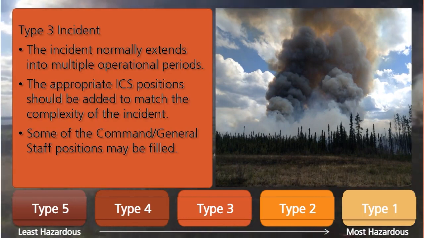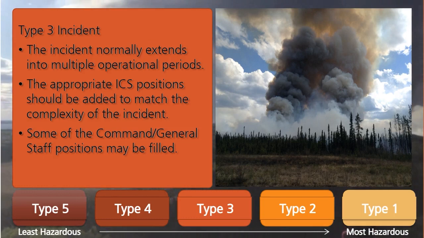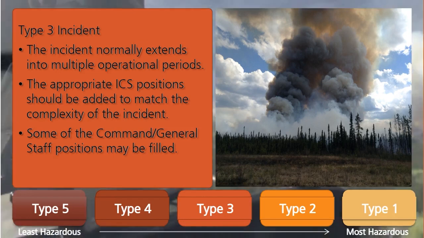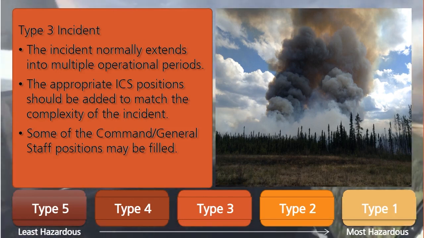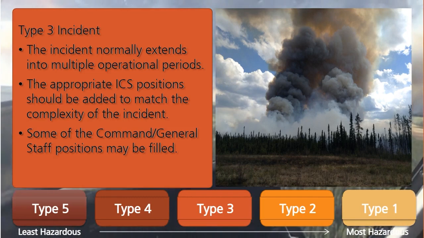Type 3 incident. The incident normally extends into multiple operational periods. The appropriate ICS positions should be added to match the complexity of the incident. Some of the command and/or general staff positions may be filled.